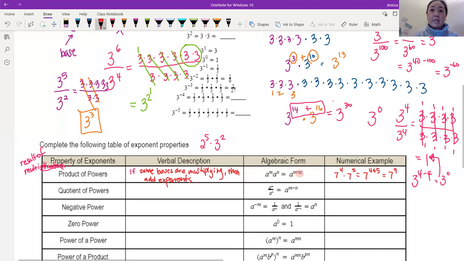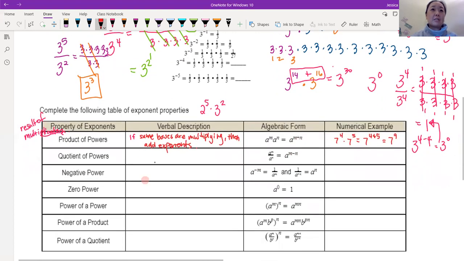So here, they just stop at m plus n, because what is m plus n? I don't know, it depends on what m is and what n is, and they're not like terms. So we just leave it as m plus n. It's just showing you that you are going to add those two exponents. All right, and so the quotient, same thing.